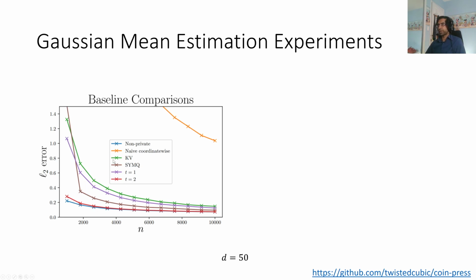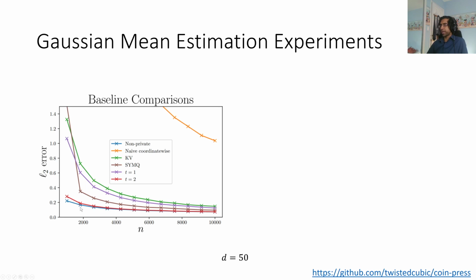You can see a few other methods. For example, the Karwa-Vadhan one is the green line here, and SimQ is the do-it-all method, which is the brown line. So you can see that our approach with t equals 2, so that's 2 iterations, actually outperforms pretty much everything else by quite a non-trivial margin.